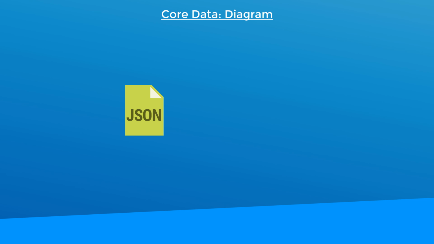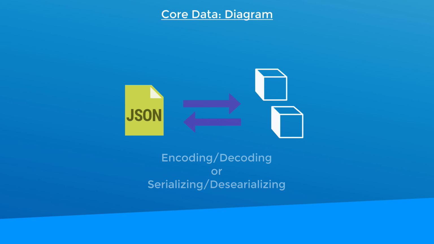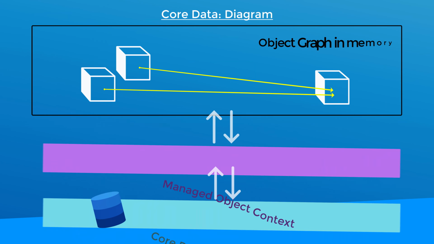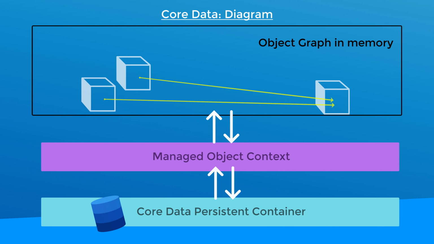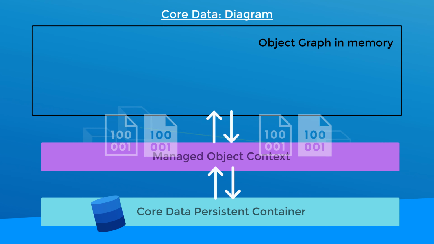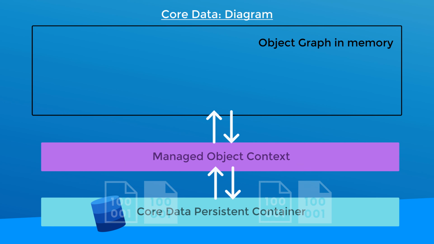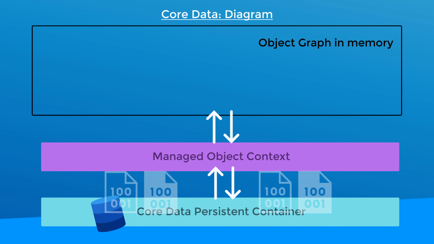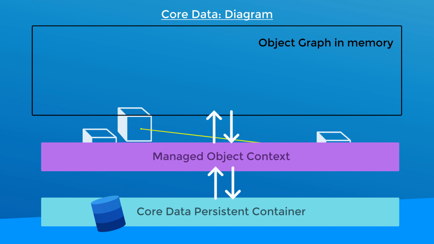Now, to complete our understanding of how Core Data works, let's revisit our diagram. In previous lessons, I've shown you how to work with JSON and decode them into usable objects in our app. This process of changing the data into a different format and back is known as encoding and decoding, or serializing and deserializing. Well, Core Data needs to do the same thing here. It serializes the object into a format that can be stored in the underlying SQLite database, and then it'll deserialize it back into the objects in memory.